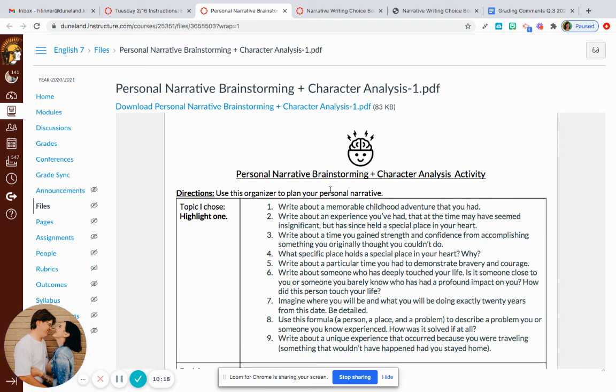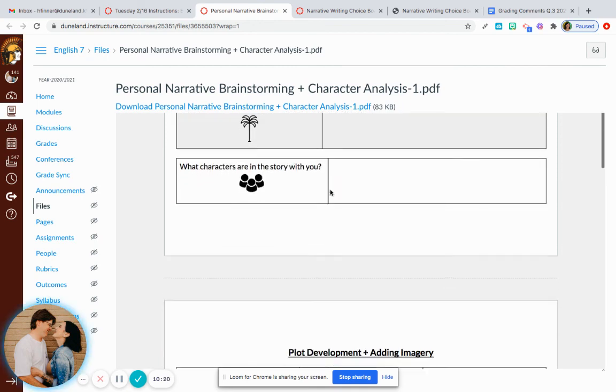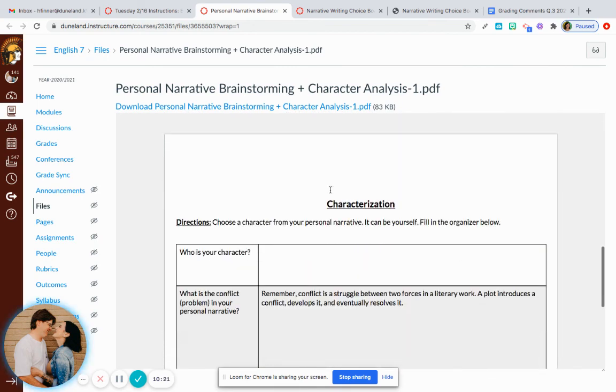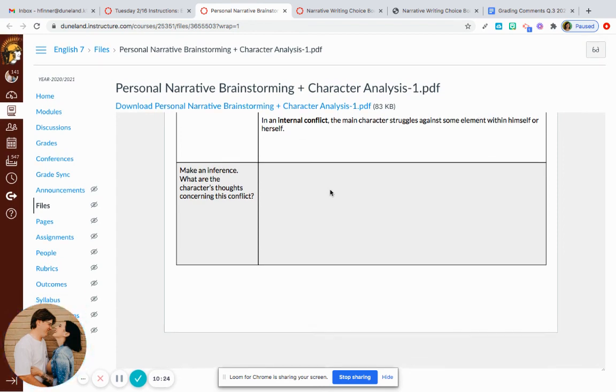If you have any questions about this assignment, please let me know. Again, this PDF is what you're going to submit, your completed PDF, at the end of the day today.